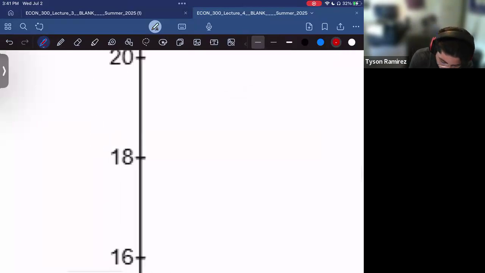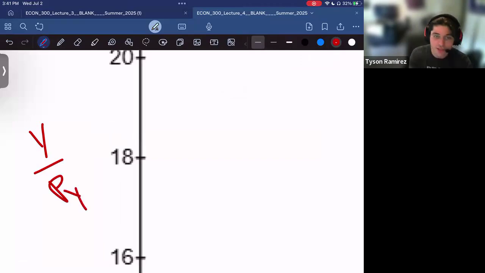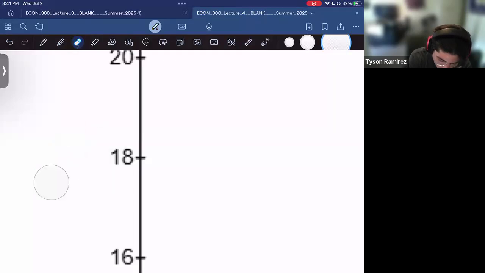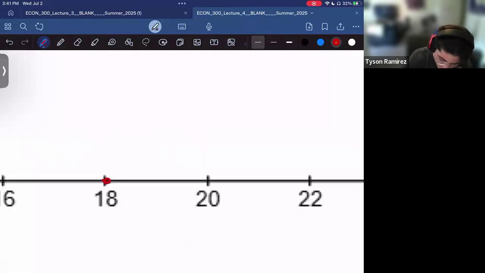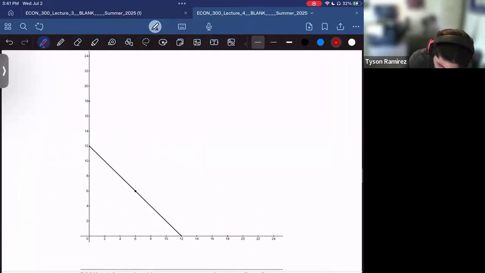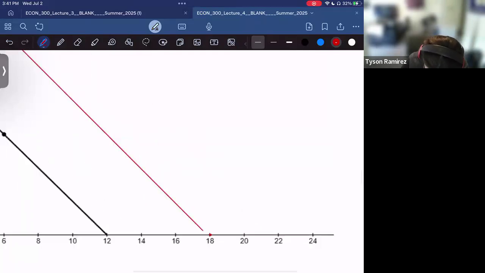Well, again, your intercepts are just your income over the price of whatever good of the axes that you're working with. So here, if it was $18, then we'd have 18 over 1. And so we'd get an intercept of 18 in budget curve 2. Likewise, it would be the same thing for this x-intercept. Of course, this also means that the budget line is going to look something like this.